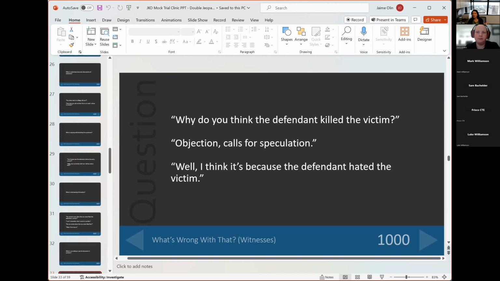It could be that the judge is going to require you to answer this question anyway. They might not, but they might. And if they are going to require you to answer the question, then it's good to be able to situate your answer in the framework of speculation. So that is something that a witness can do in this circumstance on cross.